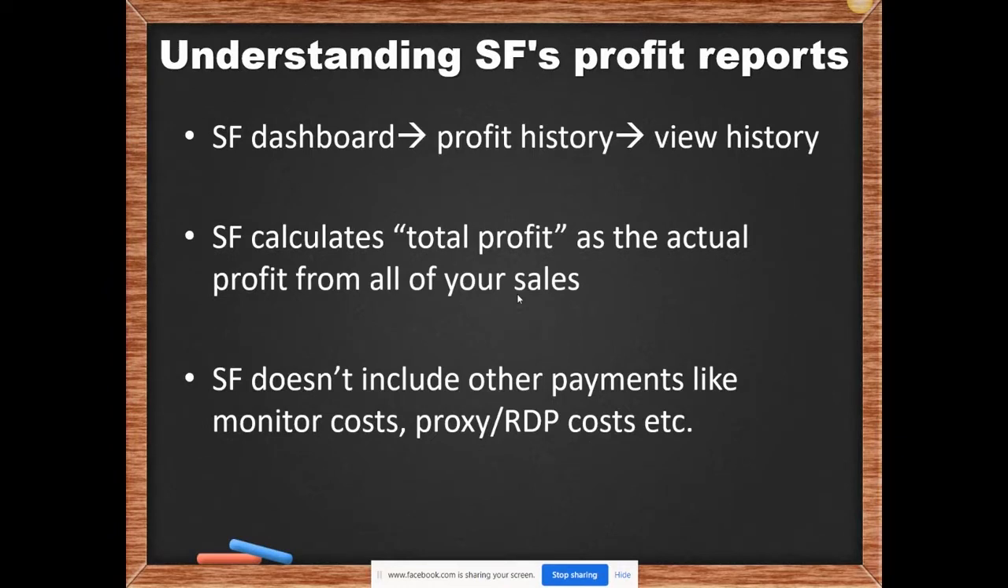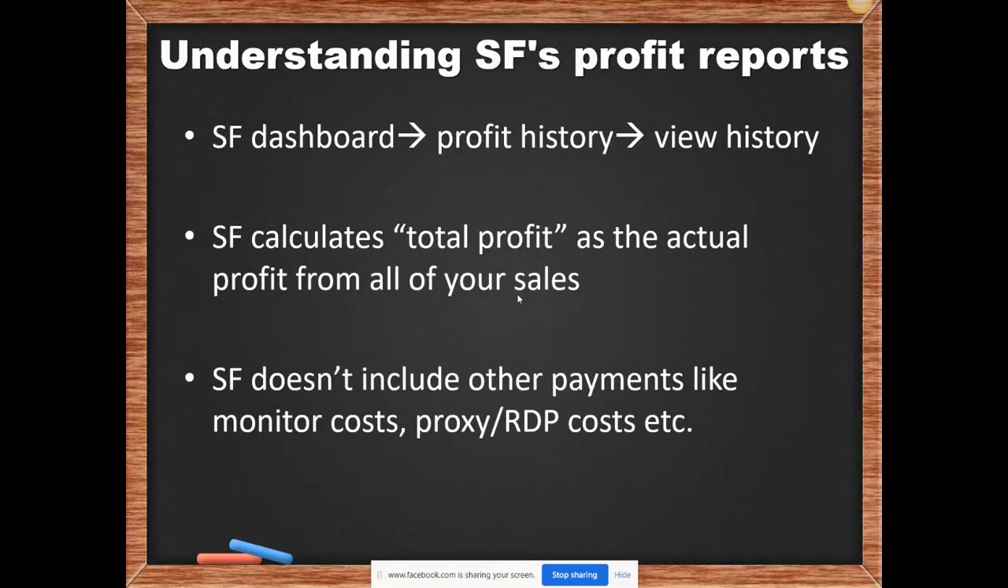Some people will just look at the profit they made from a sale. So this is this number. But some people will say, oh, this so-called profit number doesn't include my other expenses, like my costs on the monitor and my costs on Zik Analytics, and my costs on the proxy and so forth. So that's really what we're going to talk about today.